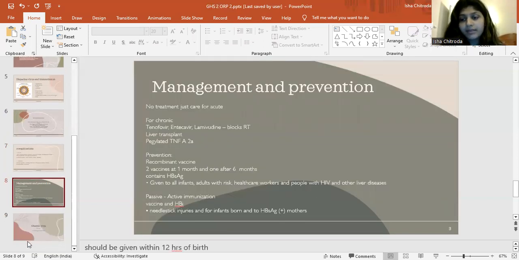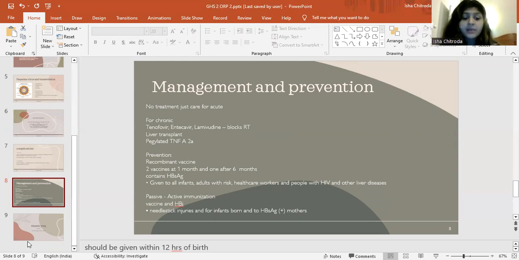How do we manage and prevent this disease? So there is no treatment for acute. You just have to take care and precautions. But for chronic, you have medicines such as tenofovir, entecavir, and lamivudine, which block the reverse transcriptase enzyme. And then you can also undergo liver transplantation. And then you also have pegylated interferon alpha 2A that can be given.